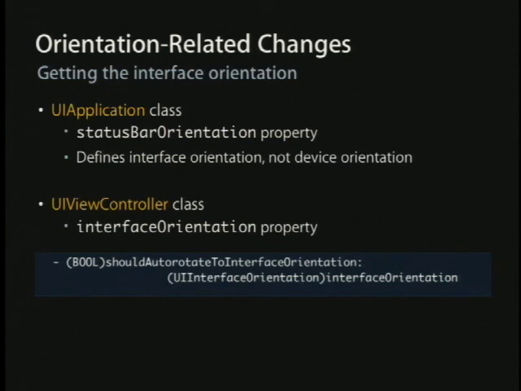It takes one parameter, which is the interface orientation, and the return value is a bool, either yes or no. So if you implement this method, you don't actually have to worry about any of those device methods we just talked about, and you don't really even have to worry about the UIApplication method. You basically just implement this one method and return yes for any orientations that you want to support. And UIViewController takes care of the rest.